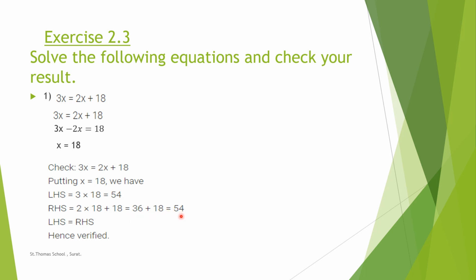What is the answer? 54. So what is LHS? 54. RHS also 54. So both answers are same. So LHS is equal to RHS. Hence verified. It's clear? So first you have to solve and you have to find the value of x. Then you have to substitute LHS and RHS and show that both answers are same. It's clear?